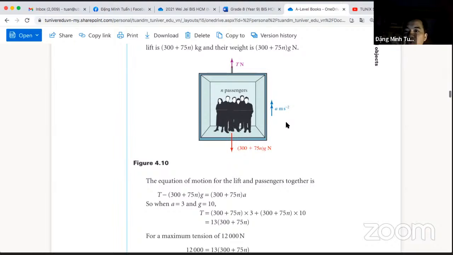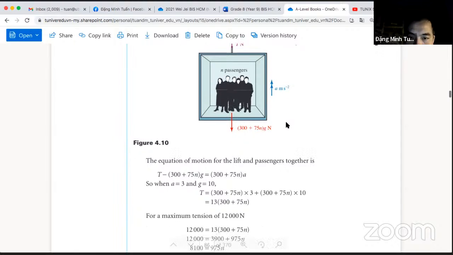For example, you have 50 kilograms here on the earth, the weight will be 500 Newton, right? But if you have the same 50 kilograms on the moon, the weight will be divided by 6 times, right? 500 divided by 6. You got it?